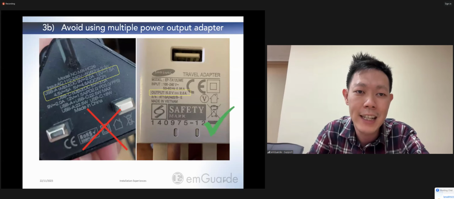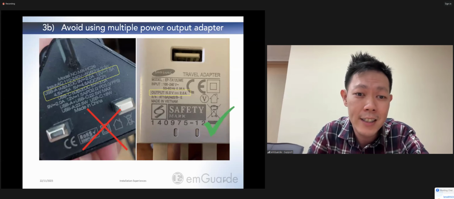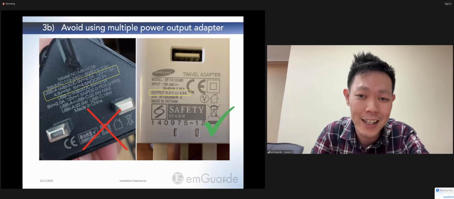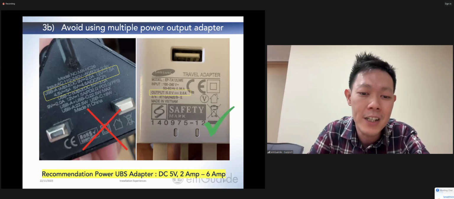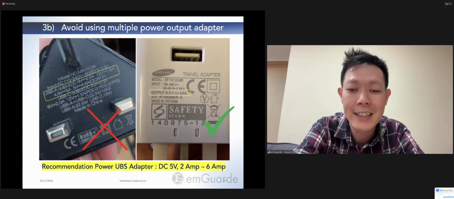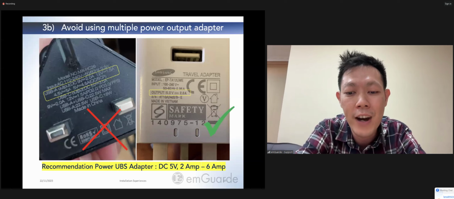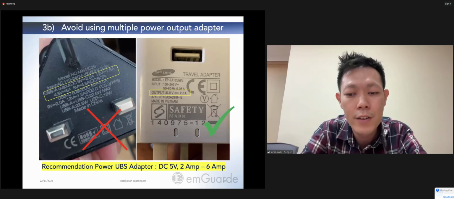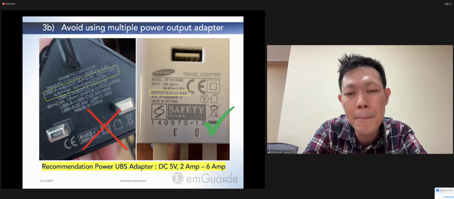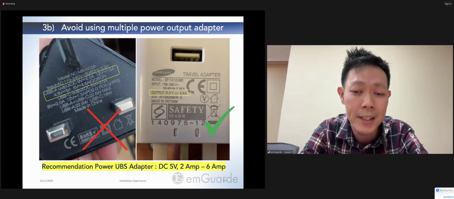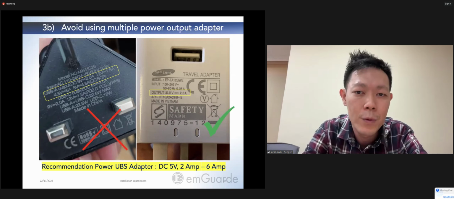Okay, the second one: we have to avoid certain power sources due to the adapter. emGuarde will not provide any USB source, but we have a recommendation for the USB type. Normally it comes with 5V, meaning 5 volt with 2 ampere to 6 ampere. Some older ones may give maybe 1 ampere. That is not compatible for emGuarde usage. You must look for above 2 to 6 ampere within the USB.